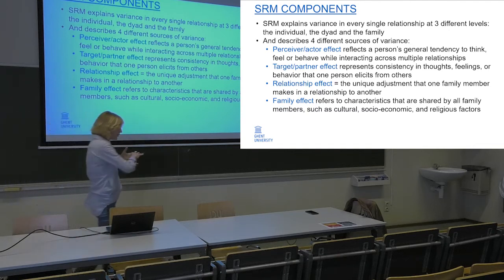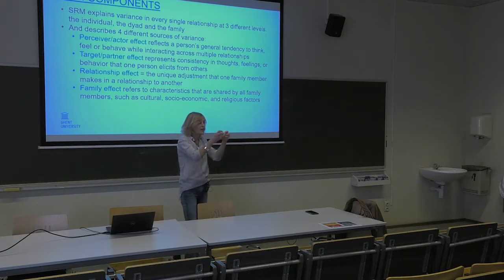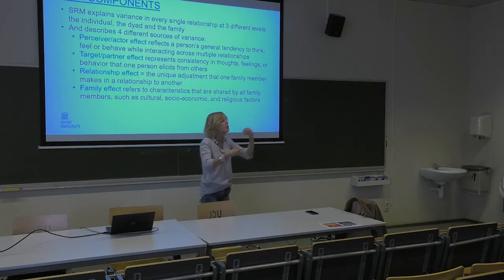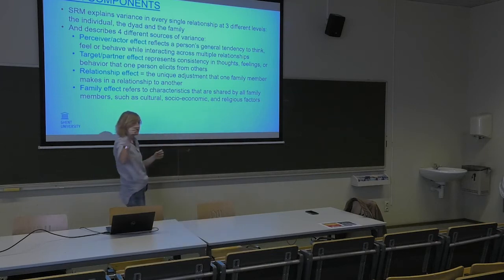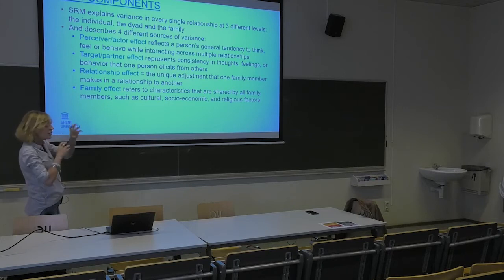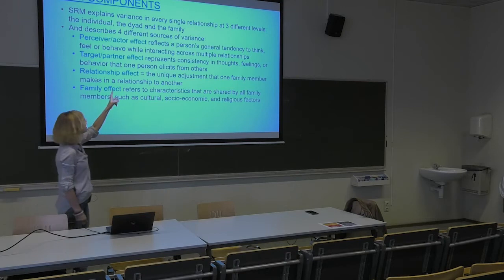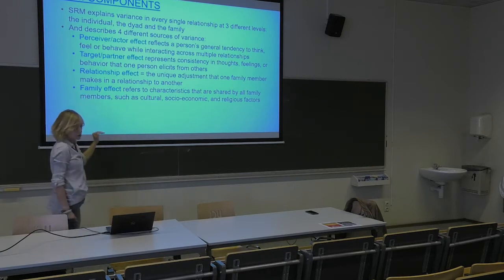It's the variance. So if you have multiple families, we look at, is there variance in the way people relate to the others? Yeah, is there variance in the way, do perceivers differ, do actors differ, do partners differ, do targets differ, are there differences in relationships? So it's about variance. Yeah. So SRM explains variance in every single relationship at 3 different levels, the individual, the dyad, and the family, yeah, and describes it at 4 different sources.